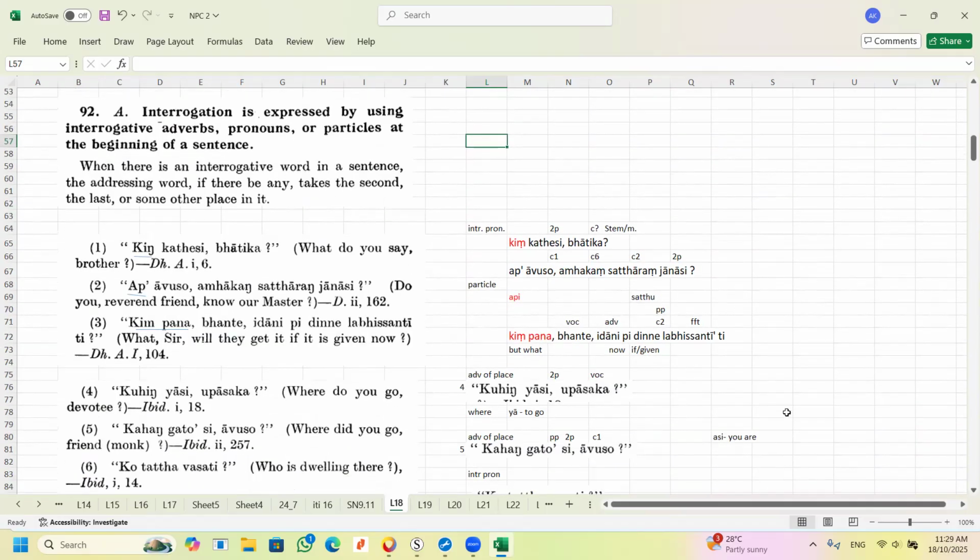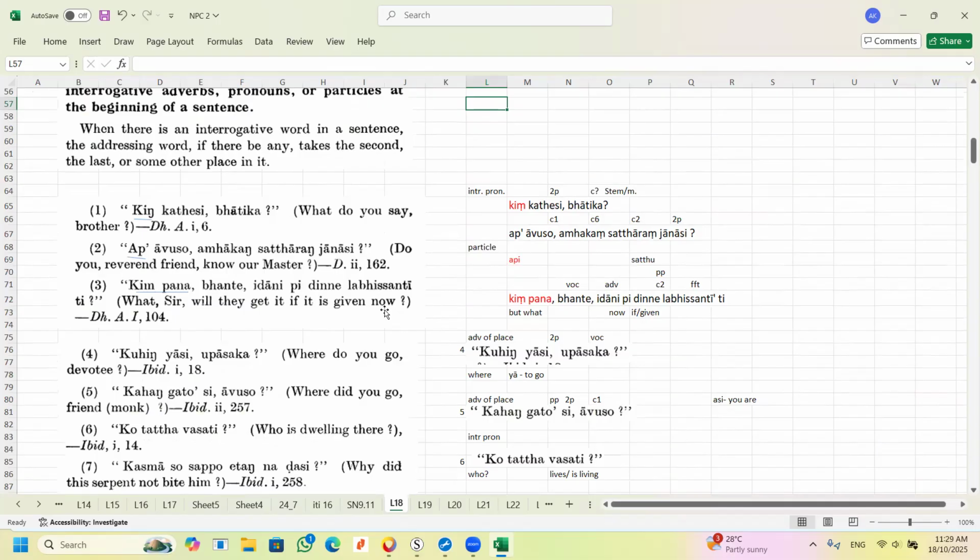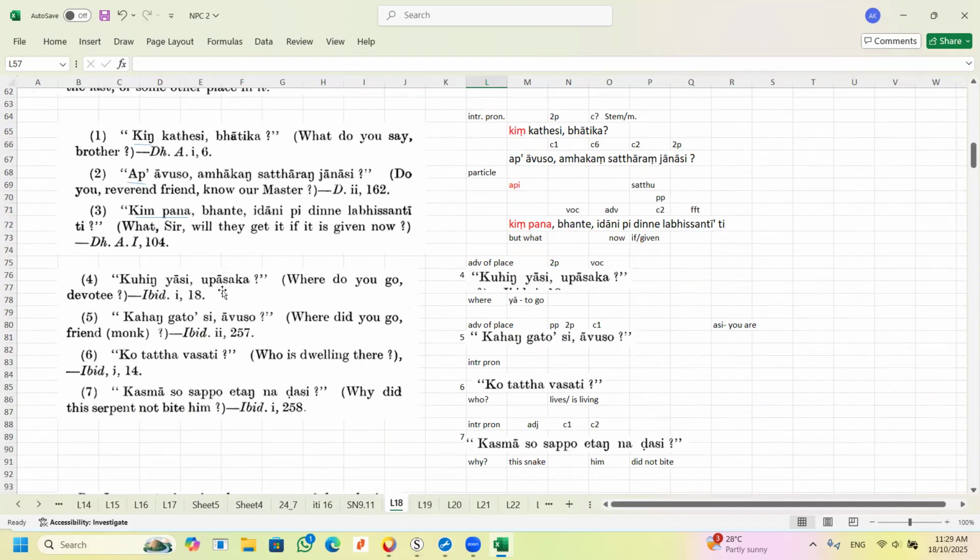So for those who want to do English translation to Pali, this is chapter 18 of MPC2 that you have to go through many times to understand the structure. Then number 4, it is the same. So this is an adverb of place, kuhim. Adverb of place. Adverb of the place in front.